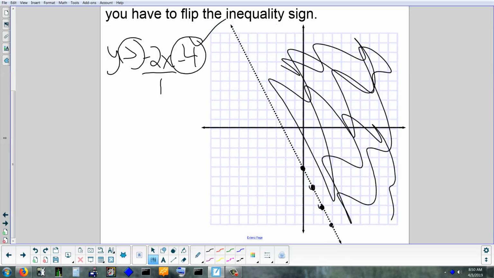There it is. So the only thing different about this one was we had to flip the sign. Everything else the same. So the only thing that could trip you up on that one a little bit is if you don't flip the sign. Other than that, nothing's different.